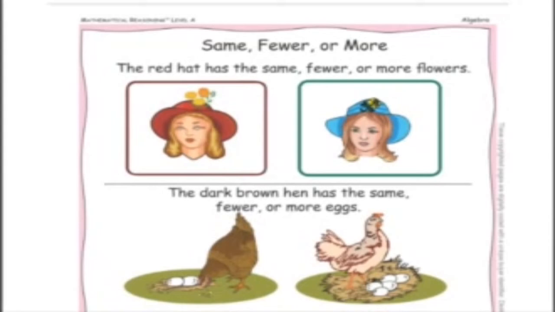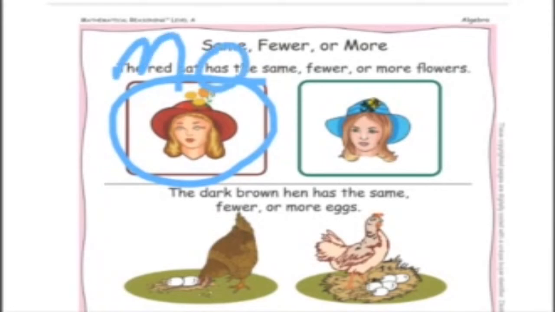So what will I do? I will circle the red hat and write what? More, because it is more than the amount of flowers on the blue hat. So I will write my more. And that would be this, M-O-R-E. Very good. The next example right here is a set of chickens and their eggs.